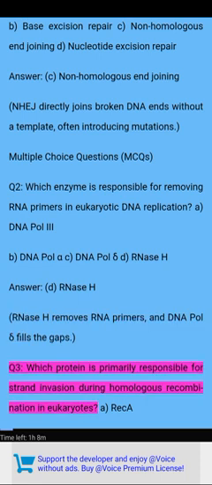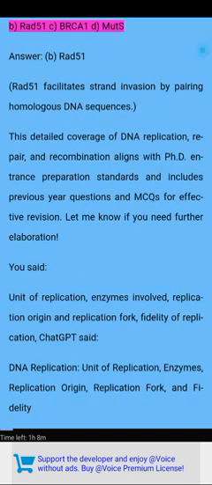Q3. Which protein is primarily responsible for strand invasion during homologous recombination in eukaryotes? A. RecA. B. RAD51. C. BRCA1. D. MutS. Answer: B. RAD51. RAD51 facilitates strand invasion by pairing homologous DNA sequences.